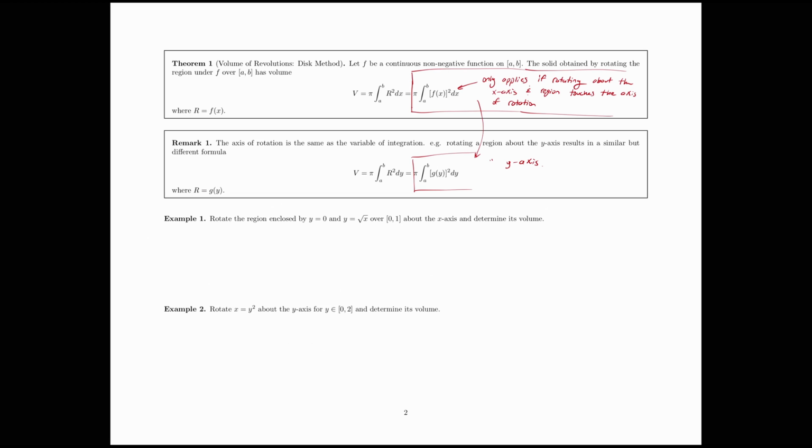All right, this next example we have is our first volume of revolution problem. So we are asked to rotate the region enclosed by y equals 0, y equals the square root of x over 0 to 1 about the x-axis and determine its volume.